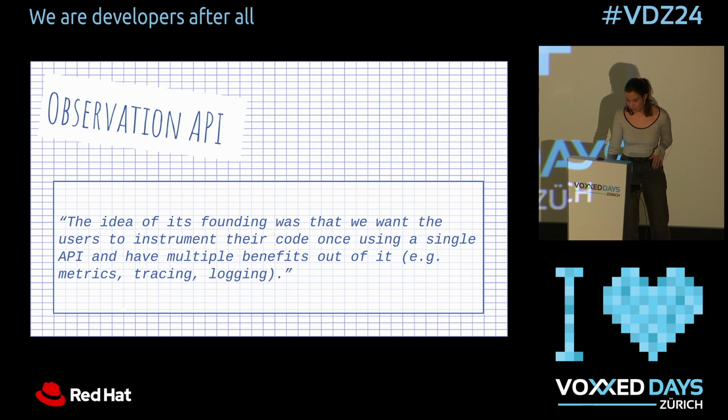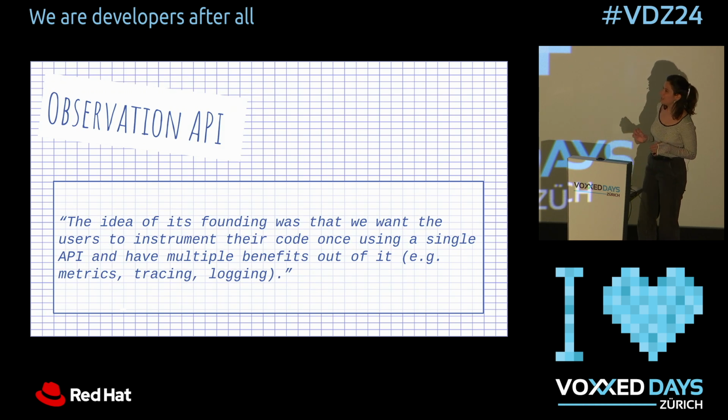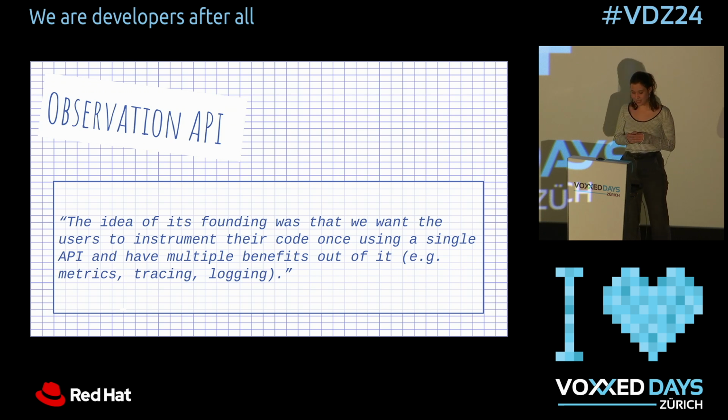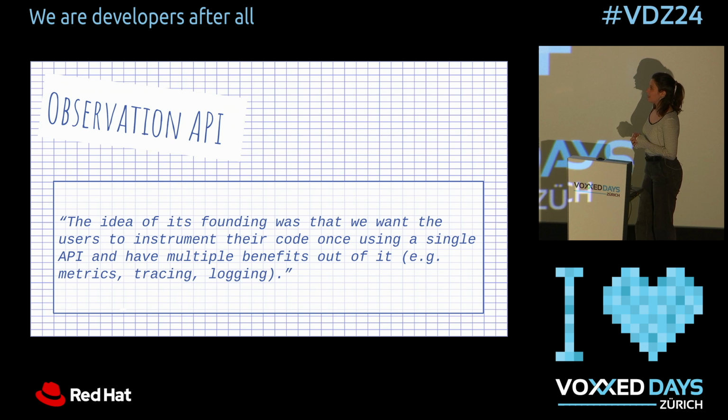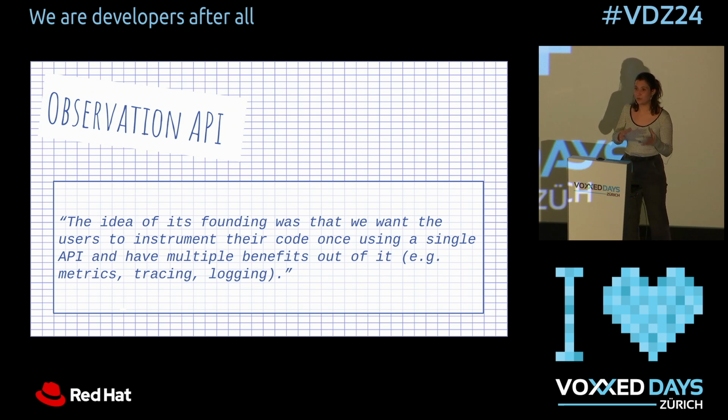The heart of Micrometer is the observation API. That is the one API you need basically to get traces, logs, and metrics out of your application. And the idea is similar to what OpenTelemetry says: instrument it once, but get out all the benefits.